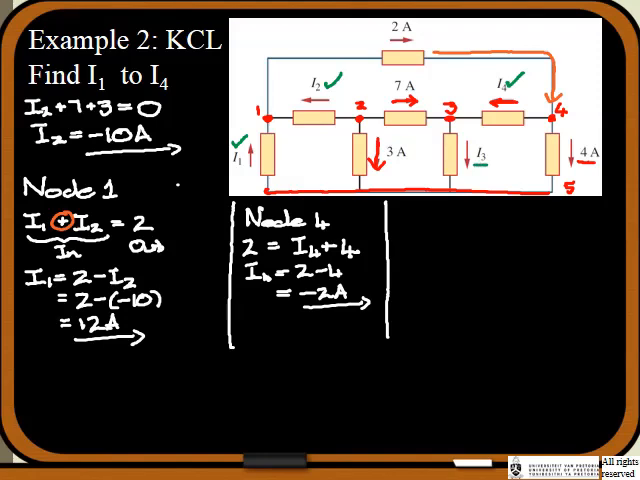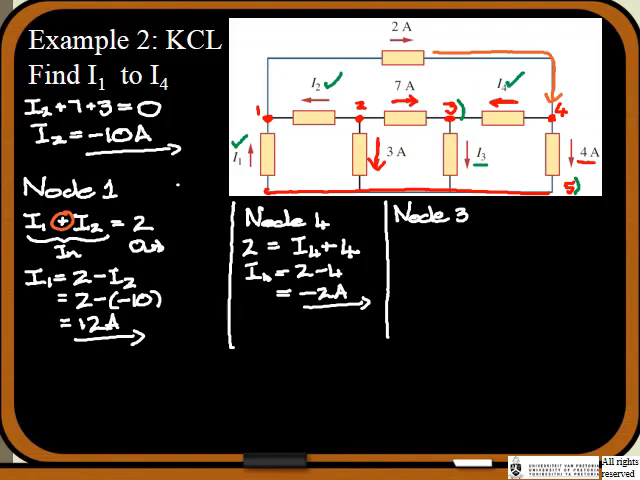So now we can choose two different nodes. We can solve for I3 either at node number 5, or we can choose to solve for I3 at node number 3. So I'm going to do both just for illustrative purposes. So let's do node 3 first. Node 3.